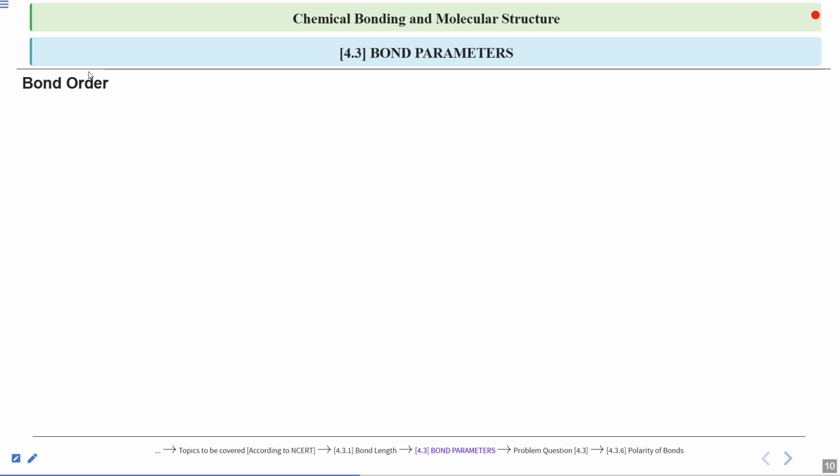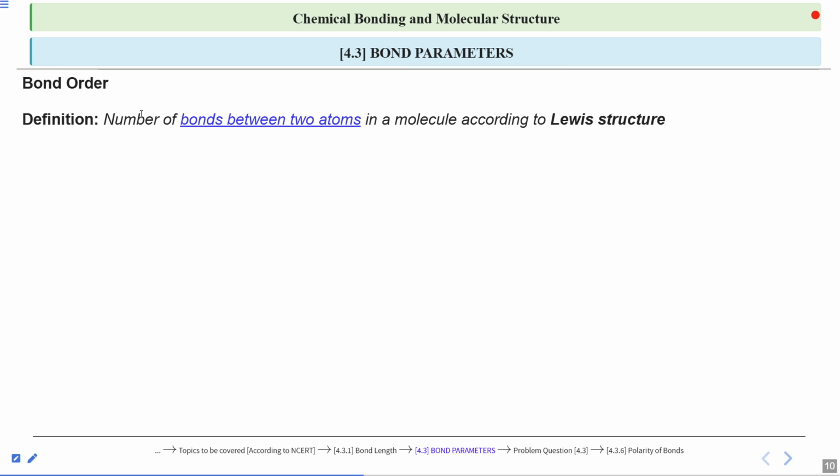Now moving on to the next bond parameter, which is bond order. So what is bond order? It is simply the number of bonds between two atoms in a Lewis structure. So you just have to count the number of bonds. You don't have to do rocket science. You just count the number of bonds and you will get the bond order.